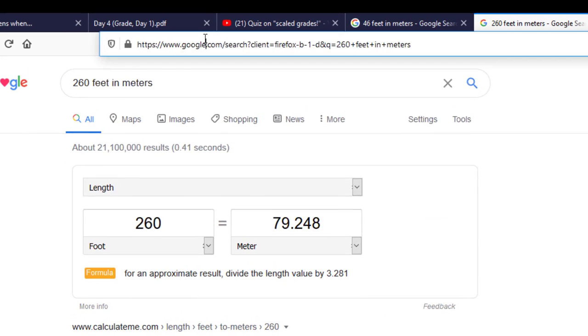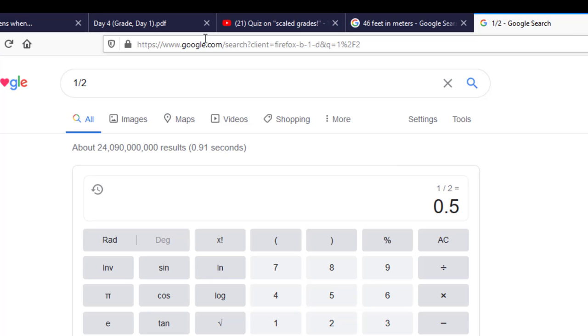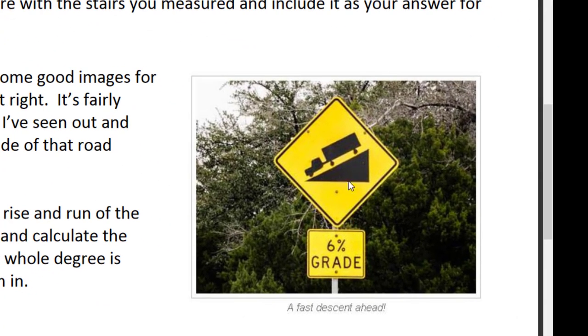Well, that's actually a 50% grade. 1 divided by 2 is 0.5, or 50%, which is very steep. Much steeper, of course, than that actual road is. The road says 6%. That's definitely not 6%. That's more like 50%. And as one of you kind of humorously but also awesomely said in your homework, that truck's in trouble. Indeed, that truck is in trouble.